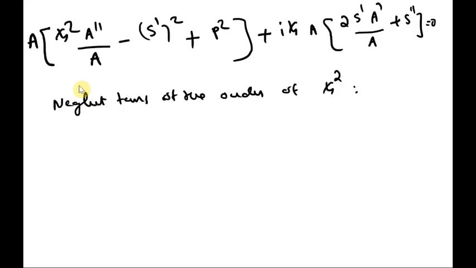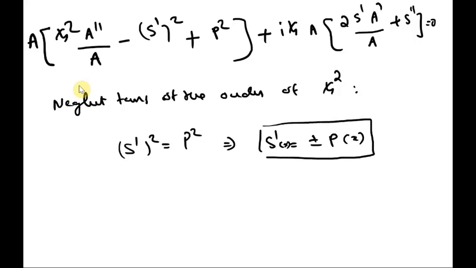Okay, so the first equation is going to be, when you are comparing the real coefficients, it's going to give you s prime square is equal to p square, which implies s prime is equal to plus or minus p of x, and this is also a function of x. So that is the first result you have. S prime is plus or minus p of x.